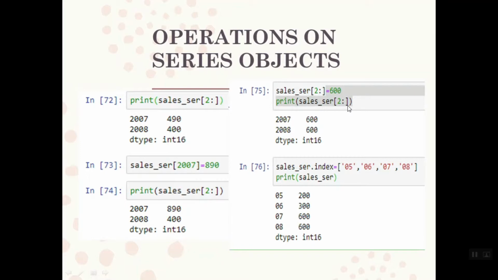Now we can also change the value for a slice. So we write 2 colon, so the value after 2 will be changed to 600. After that we display the values of 2007 and 8, which is 600. We can also change the indexes by writing the series name dot index equal to the new values of index, that is 5, 6, 7 and 8. So instead of 2005 you'll have 05, instead of 2006 06. So this is replaced.